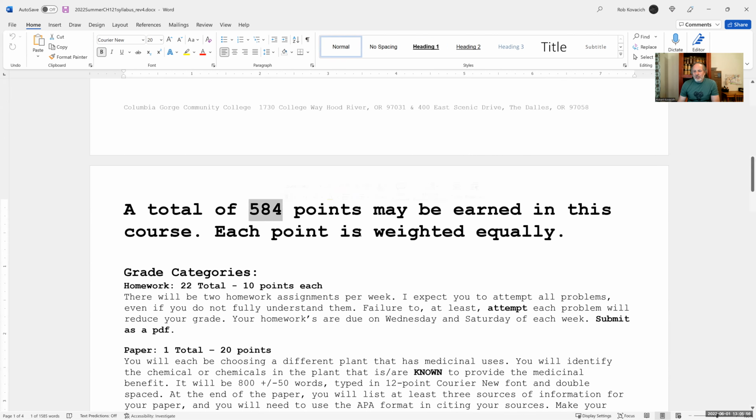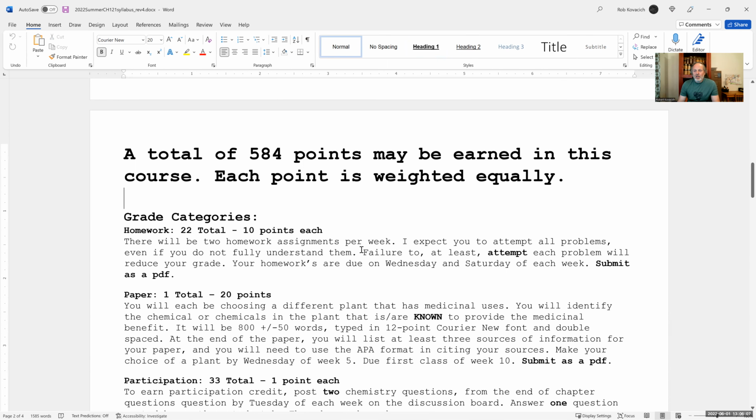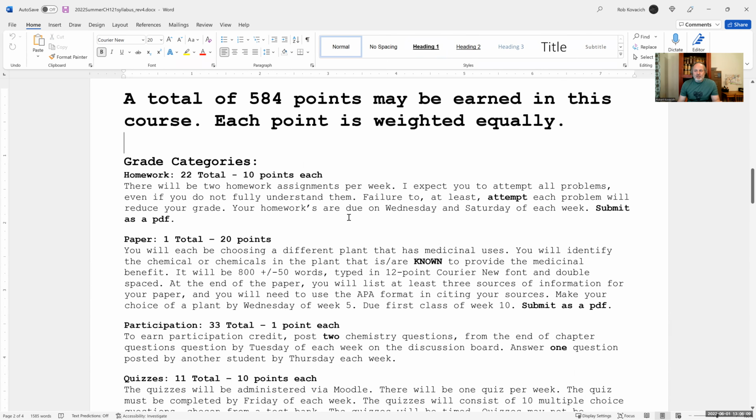I've counted up the points, and it looks like there's 584 total points for this course, and every single point is weighted equally. So if you miss 1 point on a homework, it's exactly the same thing as missing 1 point on a quiz or on a lab report. There'll be 22 assignments. The assignments are 10 points each, and we'll be doing 2 of those a week. They'll be due on, when we get down to the calendar, I'll be sure about that, but I'm pretty sure it's Wednesday and Friday that the homework is due.